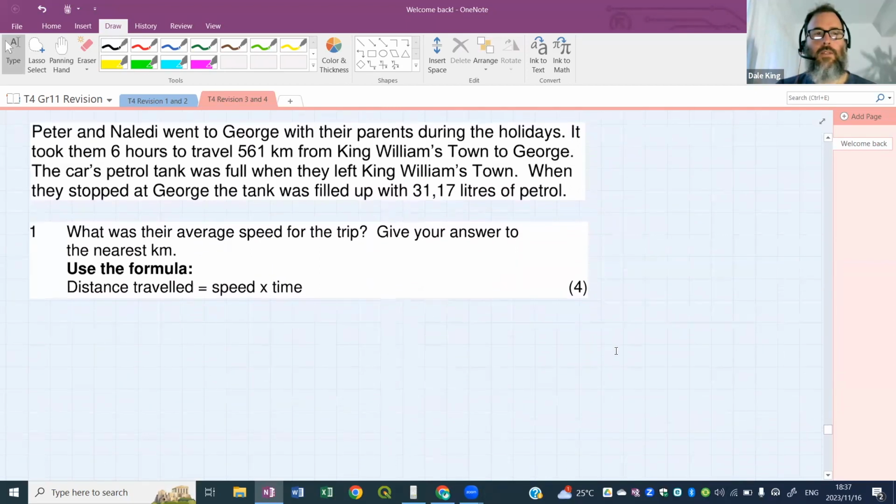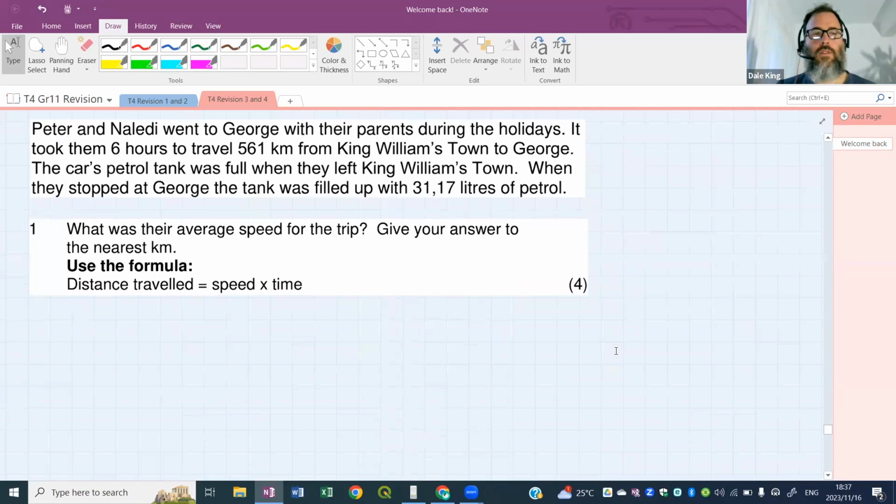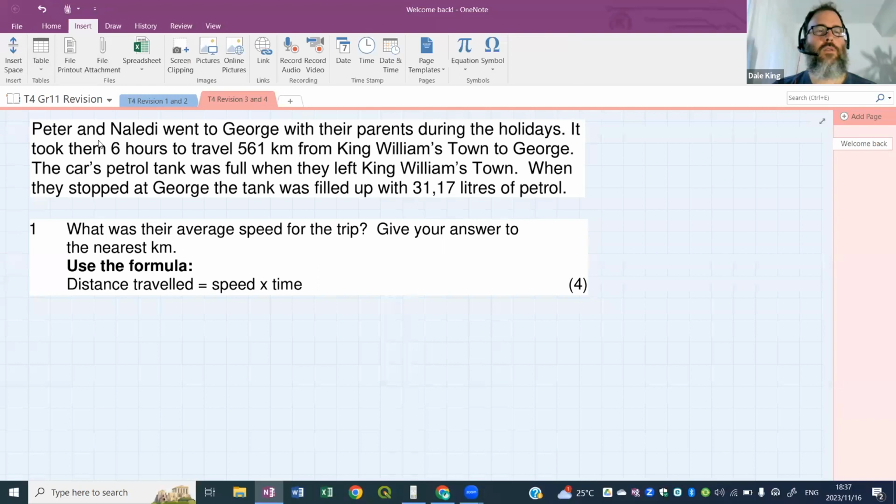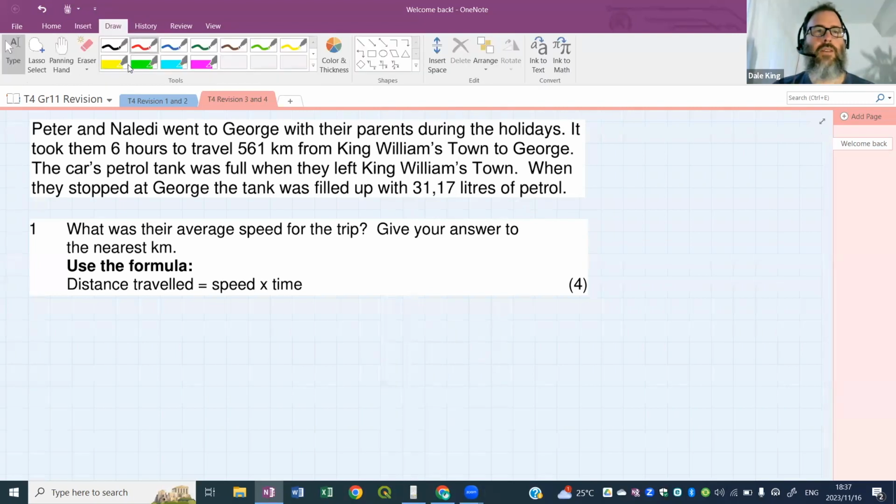Oh, yes, I love it. Speed equals distance over time. Oh, I love these questions. All right. Peter and Melody went to George with their parents during the holidays. It took them 6 hours to travel 561 kilometers from Kings William Town to George. The car's petrol tank was full when they left Kings William Town. When they stopped at George, the tank was filled up with 31.17 liters. First of all, question number one, what was the speed of the trip? Give your answer to the nearest kilometer.